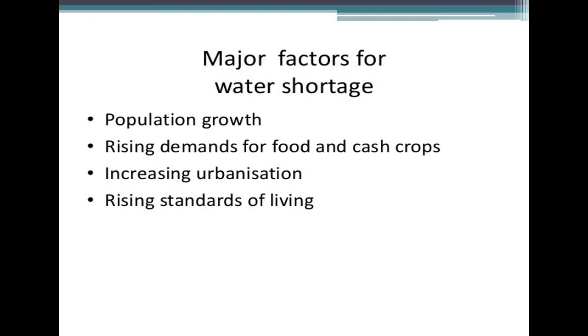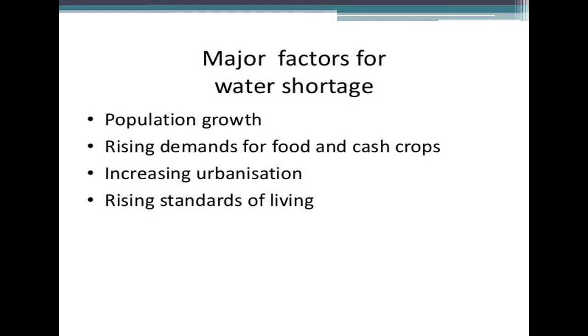Rising demands for food and cash crops. So the growing population leads to the rising demand for food, because if the population is high, suppose the population is increased by 2%, now those 2% people will also need food or cash crops or water. So for the agriculture of any kind of crop, water is required. So the rising demand of food and cash crops also leads to the shortage of water.